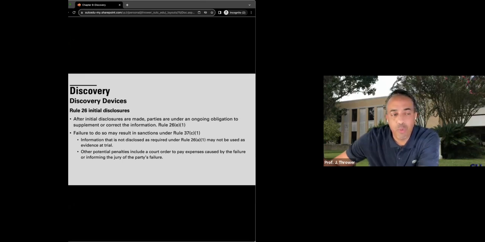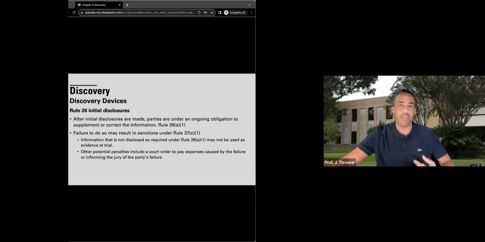So Rule 26 is a very important discovery device, and it's important that parties pay particular attention to not only who they are disclosing as having discoverable information, but what that information is, and doing so in the proper time frame as required under the rule.